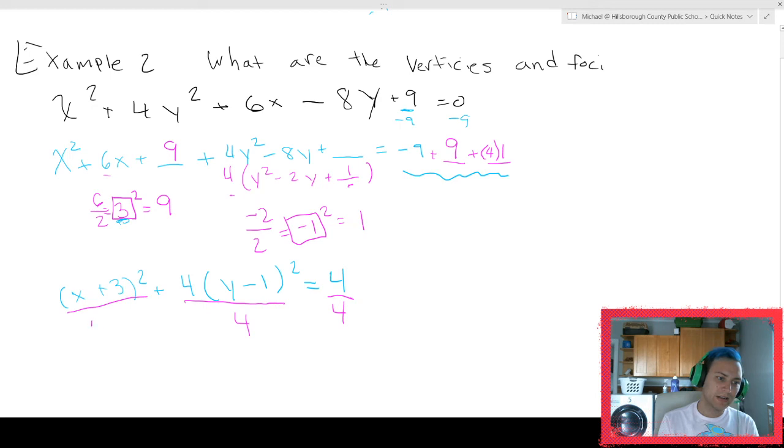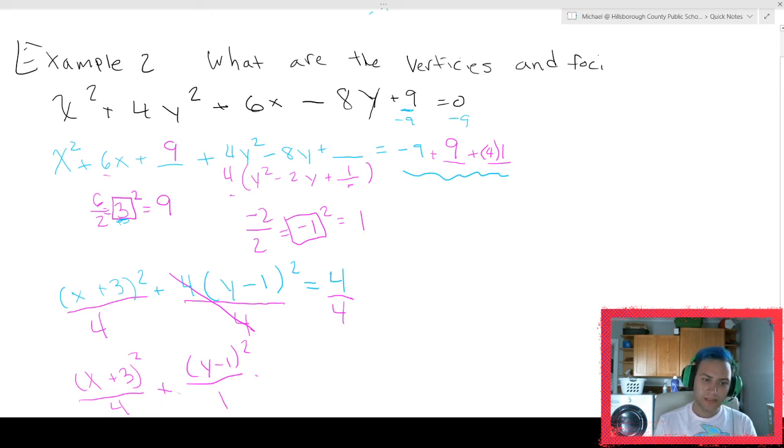And now you're starting to see that ellipse come together, right? These cancel out, and ultimately I end up with (x plus 3) squared over 4 plus (y minus 1) squared over 1 equals 1. That gives me everything I need to do this problem now. I can find my foci, I can find my vertices.